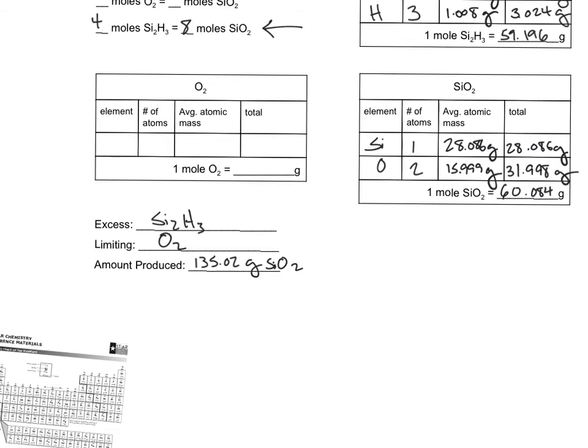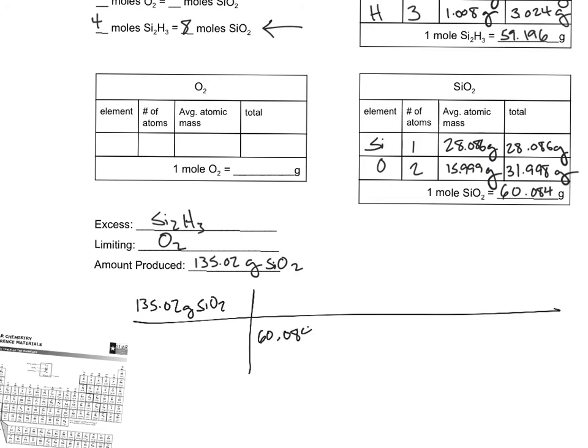And there are several ways you can do this. So if you have a different valid way to work it, that's totally fine. The way we are going to work this is we're going to go backwards. We're going to say that we're actually making 135.02 grams of SiO2. And we're going to see how much Si2H3 gets used up to make that many grams. So basically, it's like going backwards from what we did before. We're going to go grams of SiO2 back to moles of it using molar mass. So I have 60.084 grams SiO2 becomes 1 mole.